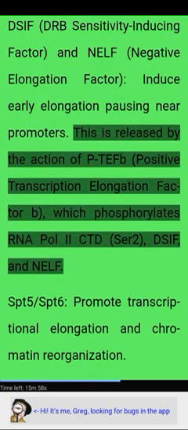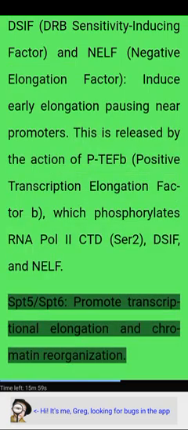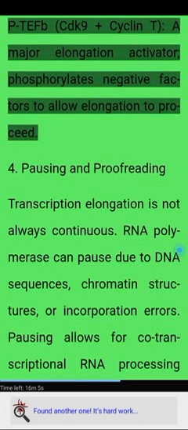This pause is released by the action of P-TEFb, positive transcription elongation factor b, which phosphorylates RNA polymerase II CTD, Ser2, DSIF, and NELF. SPT5 and SPT6 promote transcriptional elongation and chromatin reorganization. P-TEFb, CDK9 plus cyclin T, a major elongation activator, phosphorylates negative factors to allow elongation to proceed.